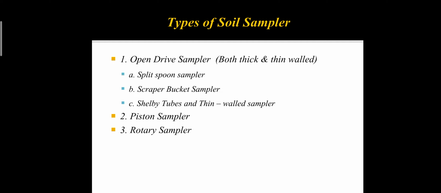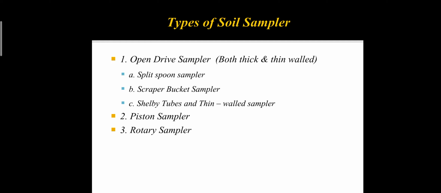For example, if you want to collect some samples from the depth of the ocean or sea, it is very tough to collect soil samples from the bed of the ocean. So in those kinds of soil, sandy soils from deep waters, it is very tough to collect only the soil from the water. So in those cases we go for scraper bucket sampler.